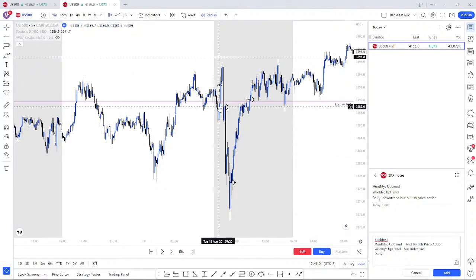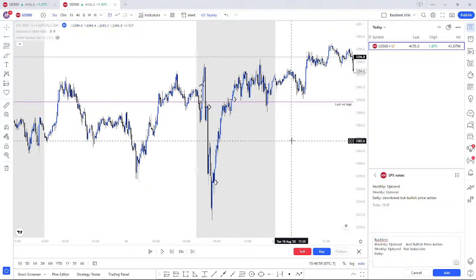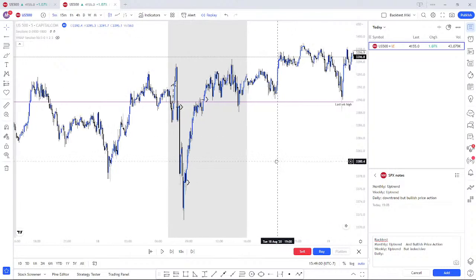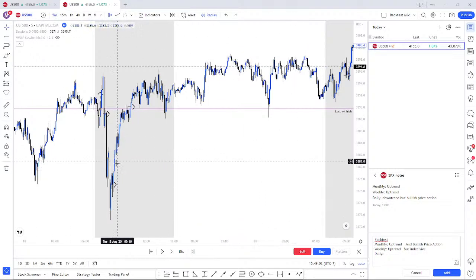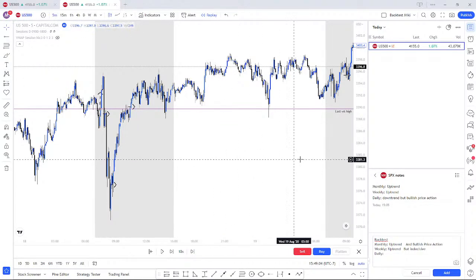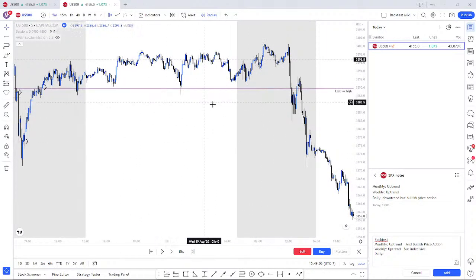If it didn't show the volume we're not going to go in at the top there, only go when it shows the volume to the top side. So that's that day. Now that day was bullish and uptrend. Then the next day was Tuesday 18th.